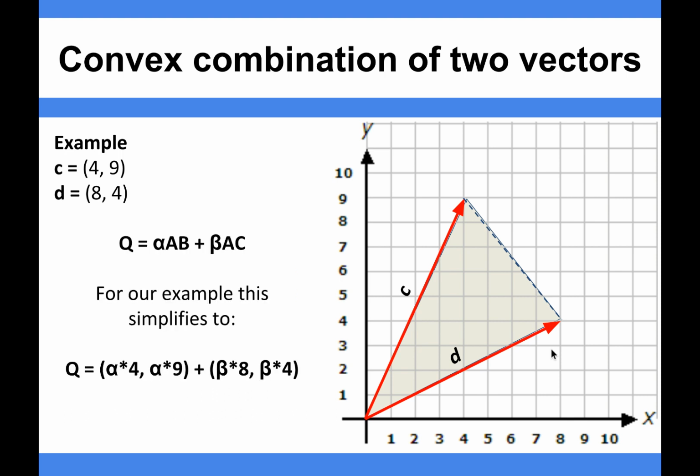Now, if we simplify that formula down, it essentially means this. You take whatever alpha is, times it by 4, then take it again, times it by 9, and then you add that to beta times 8 and beta times 4. Now, we obviously need values for alpha and beta before we can do this, and this isn't the sort of thing that you can do in your head.